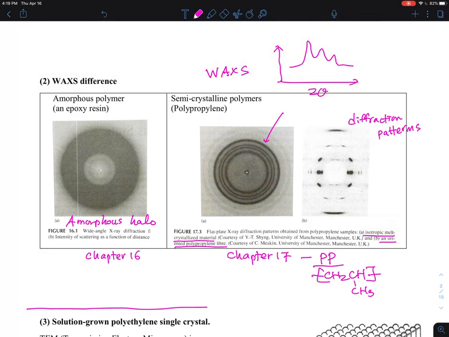So next I'm going to talk about the solution-grown polyethylene single crystal. Single crystal structure is very important, and it provides a very good insight for us to finally understand the structure of the melt polymer, the semicrystalline polymer in the state of the bulk. Okay, so let me move on to the next one.